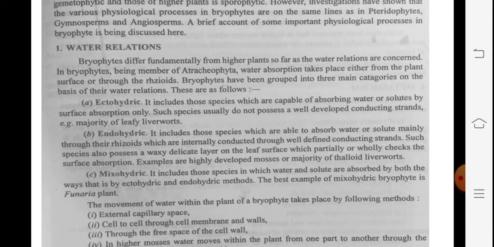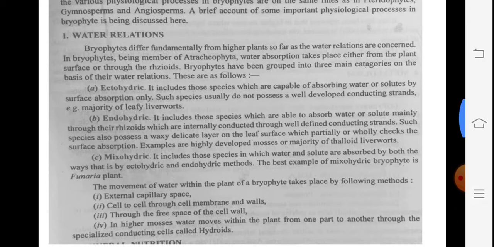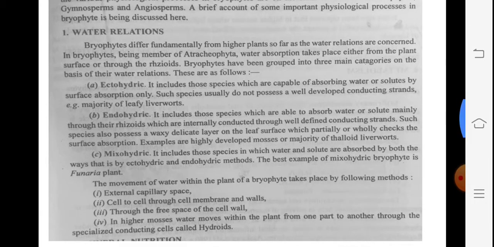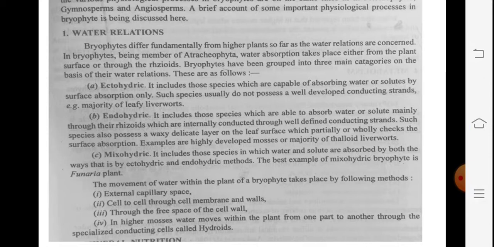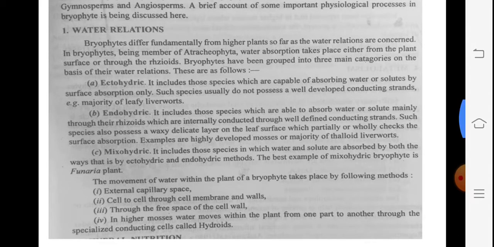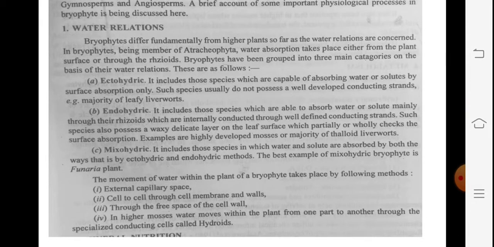As we know, bryophytes commonly occur in the rainy season because humidity is higher, and in some regions with thick forest or high humidity they also occur. As members of Atrachophyta, water absorption takes place either from the plant surface or through the rhizoids. Therefore, they are called Atrachophyta.